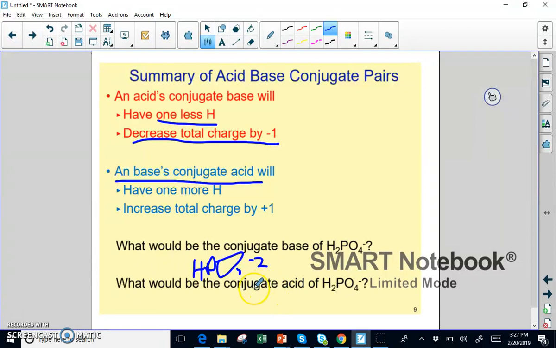Now, what would be the conjugate acid of H2PO4? That means this is acting like a base, and we want to know what it's going to become when it acts like a base. It's going to gain a proton, because it's acting like a base. So it's H3PO4. It gained a hydrogen. Hydrogens are positive, so it's going to become more positive. Its charge is already -1, and since it gained 1 H, it's going to be neutral.